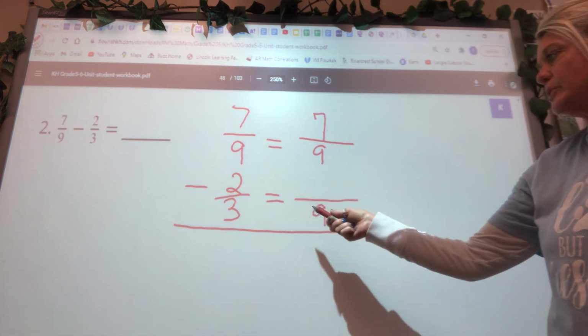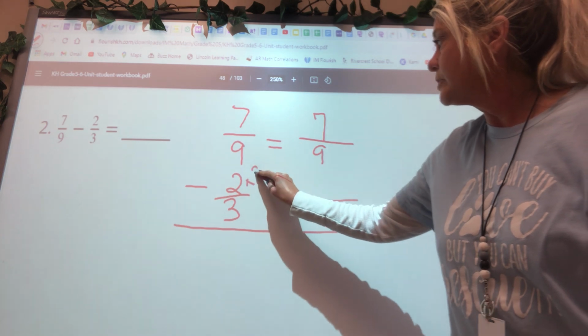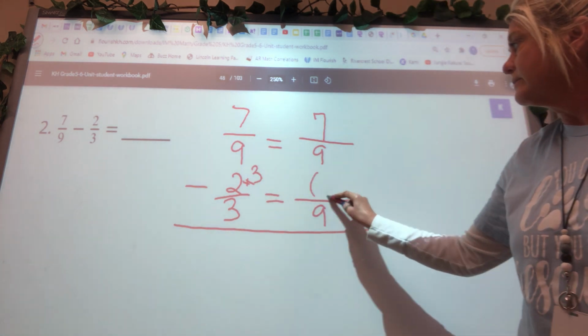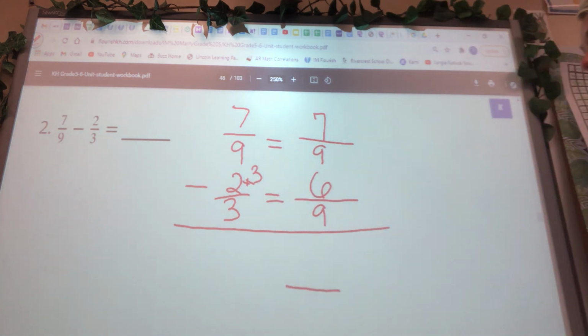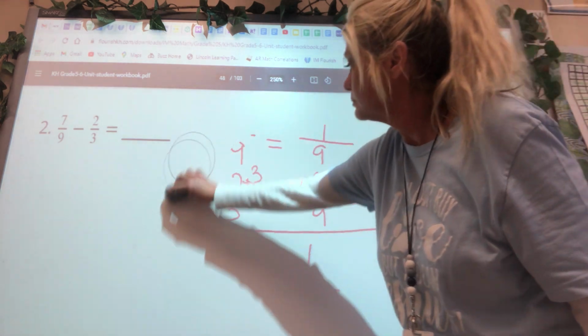What would I have to do to 3 to get 9? Times 3. So if I do it there, I have to do it here, so we would have 6 over 9. What do we do with that 9? Just bring it down. Keep your common denominator. 7 minus 6 is 1. Is that in simplest form? Yes, because it has a 1. No, it doesn't have to, because it has a 1.